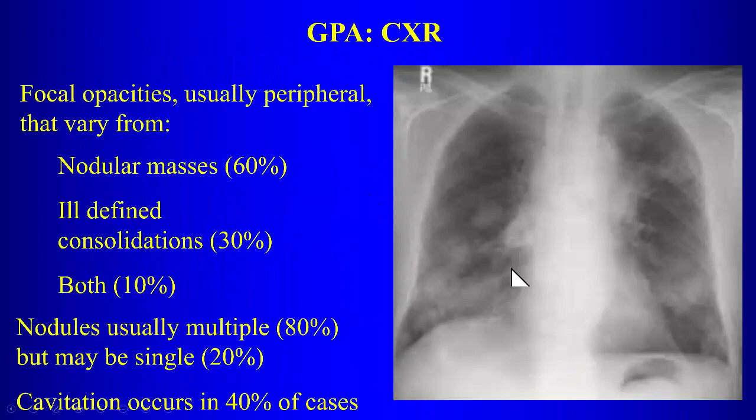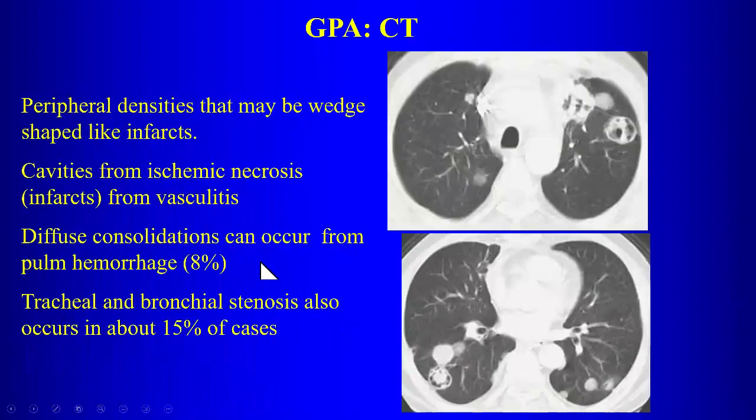So we might see focal opacities, which can be associated with cavitation. You might have nodular masses. Cavitation occurs in up to 40% of cases, so that's why we include this in our differential of cavitary lesions. Sometimes they might be peripheral and wedge-shaped, like infarcts, and the cavities result from ischemic necrosis because of the vasculitis. Some patients, a small percentage, can develop pulmonary hemorrhage, in which case they will have consolidations. And you can also have thickening of the trachea and bronchial stenosis, because it can also affect the cartilage of the airways. So that's granulomatosis with polyangiitis.